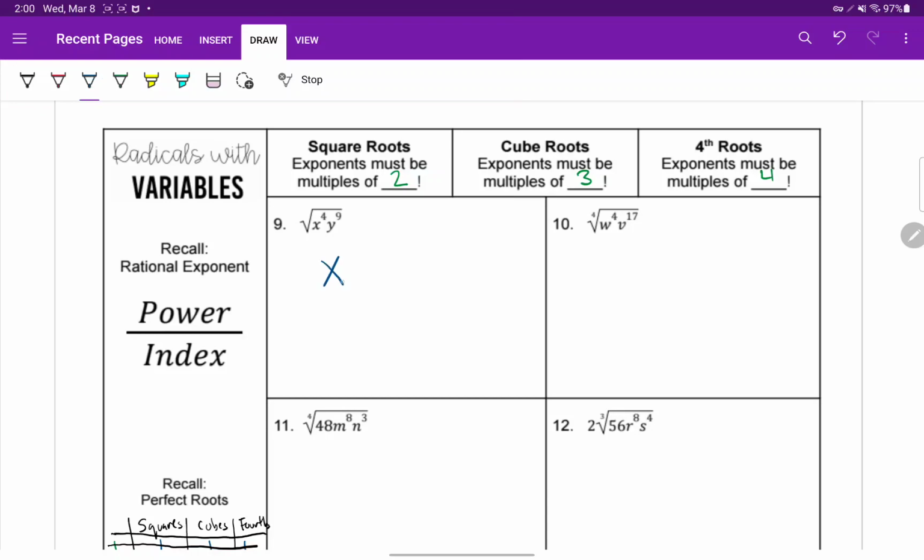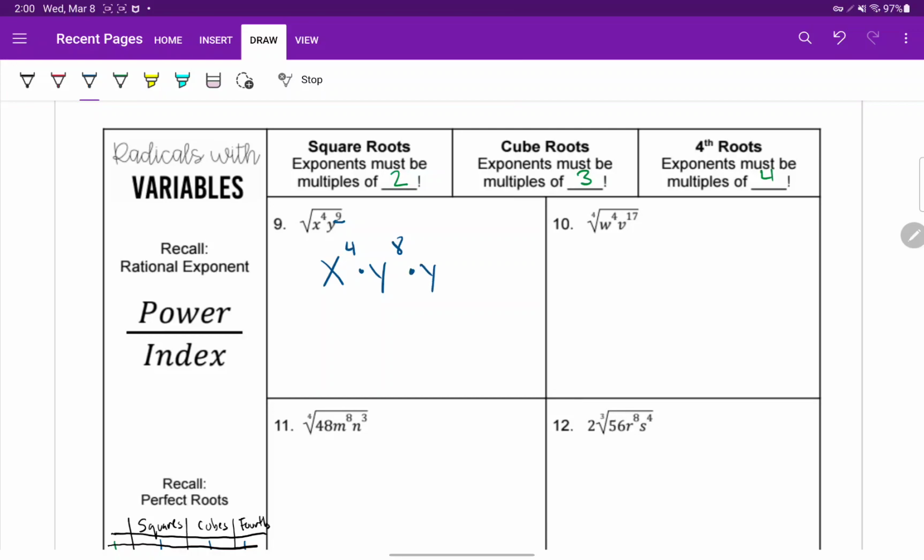So I have x to the 4th, and we know that 4 is a multiple of 2, so we're going to leave that alone. But when I get to y to the 9th, what is the largest multiple of 2 that goes into 9? Well, that's going to be the 8th power. Okay, so we have the 8th power. But that extra 1 over, we have to write it.